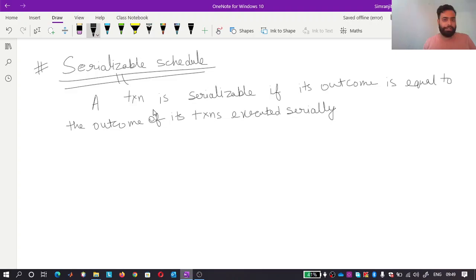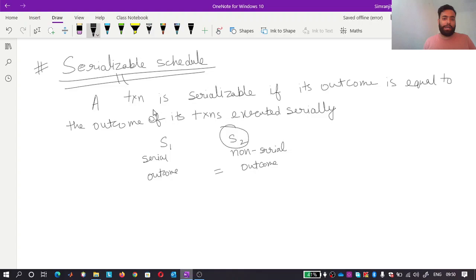So what is the meaning of it? There is a schedule S1, there is a schedule S2. S1 is a serial schedule, S2 is a non-serial schedule. So what is the definition here? The definition says that whatever outcome is produced by a serial schedule, we want the same outcome in a non-serial schedule. If we are able to do that, then S2 will be referred to as a serializable schedule. So this is what the definition says.